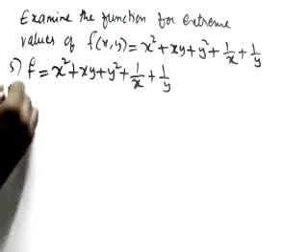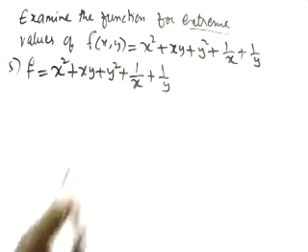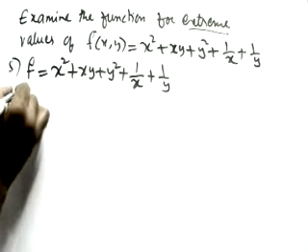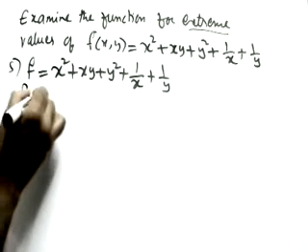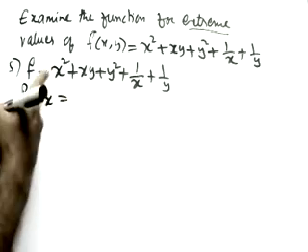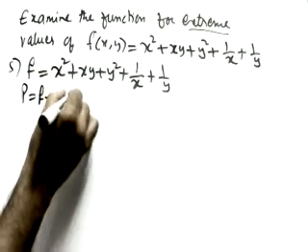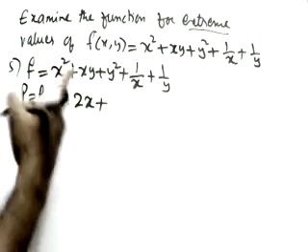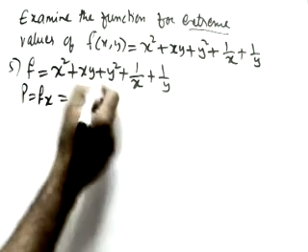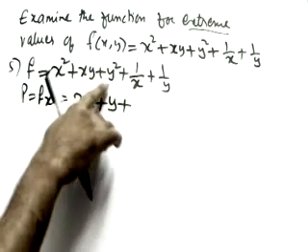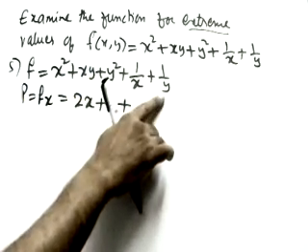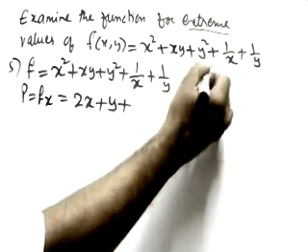Now you see the next question. Let me start now. Find the maximum or extreme values, meaning maximum or minimum. Now let's find p equals fx, differentiating with respect to x. d by dx of x square is 2x. d by dx of x is 1, 1 into y is y. We don't have x here, so 0. We don't have x here, so 0.